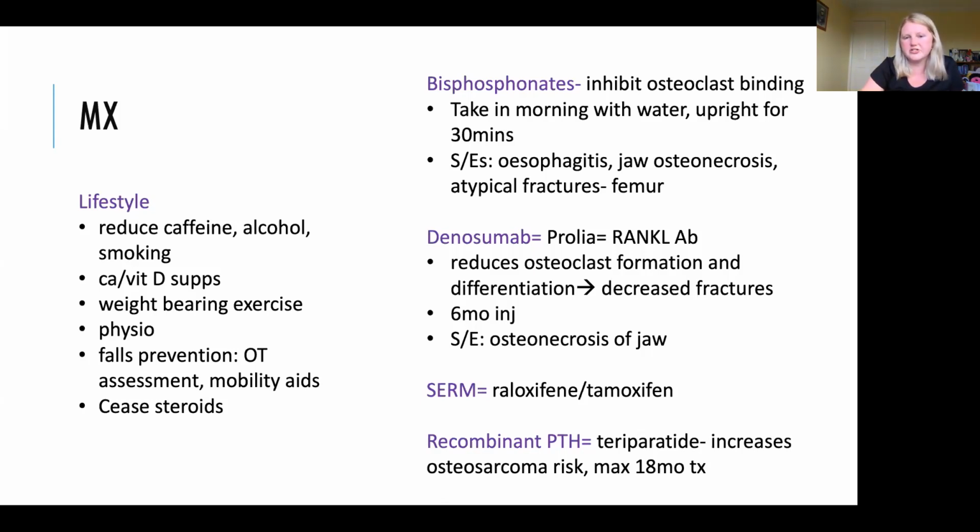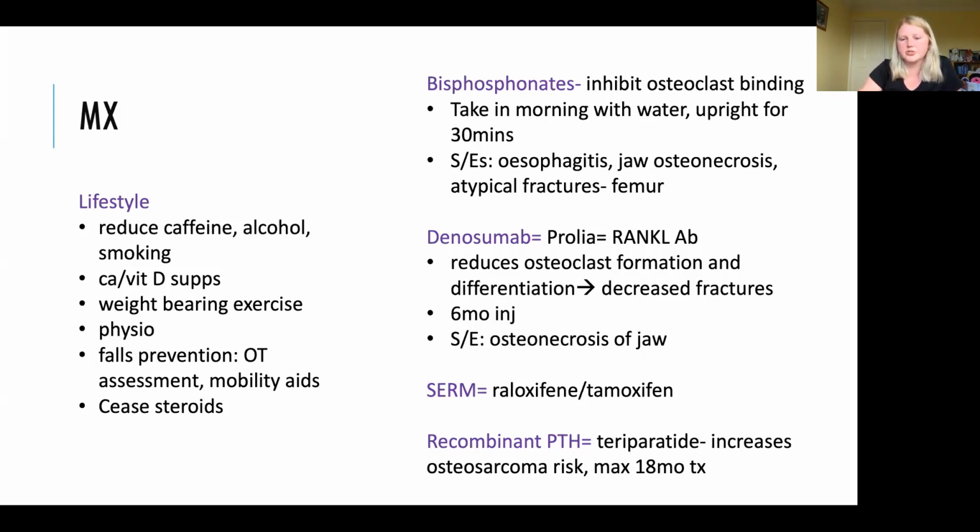SERMs are selective estrogen receptor modulators, which include raloxifene and tamoxifen. These have selective estrogen effects on bones and other tissues, whilst having negative impacts on tissues like breast and endometrial tissue, which differs between the different medications. But this can obviously be protective in postmenopausal women.